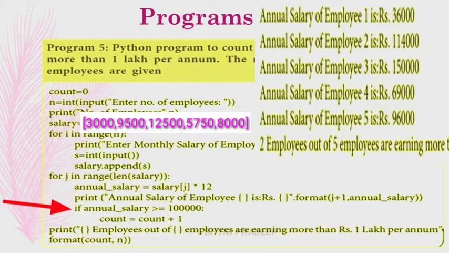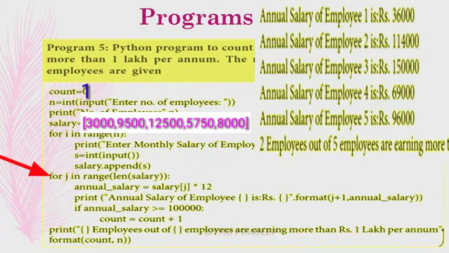So check the if condition. If annual salary is greater than or equal to 1 lakh, annual salary is what? 1,14,000 is greater than or equal to 1 lakh. This annual salary 1,14,000 is greater than 1 lakh, so this condition is true. So you have to execute the next statement: count is equal to count plus 1. Count value is what? 0. 0 plus 1, 1. So this count value becomes 0 to 1. Now our new count value is what? 1. Again check the for loop.